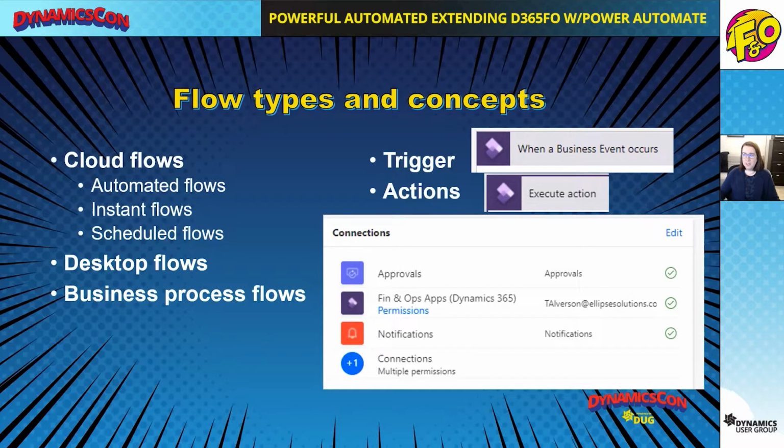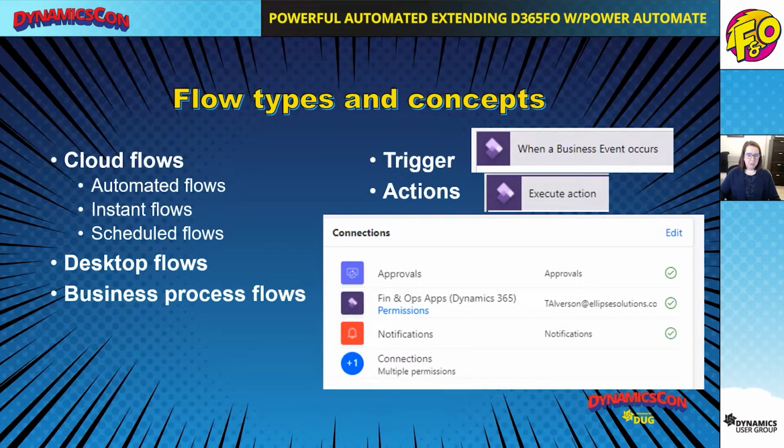A few other concepts just to mention. I kind of mentioned a trigger. And triggers are what start the automated Power Automate flow. And so again, I've got the screenshot because the example I'm going to use is an F&O business event. And I'll give a brief overview of that when we get to that point in the demo.